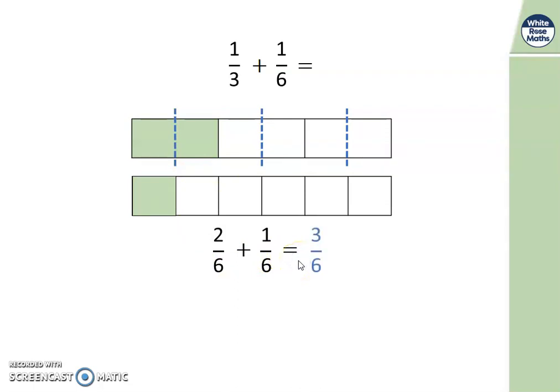Now we can see that's really easy to add together. 3/6. Now if we move this up to here, you should be able to see now that that takes up half of the line. So 3/6 is also equal to 1/2. 3 goes into both of these. 3 goes into 3 once, and 3 goes into 6 twice. That's why 3/6 is equivalent to 1/2.